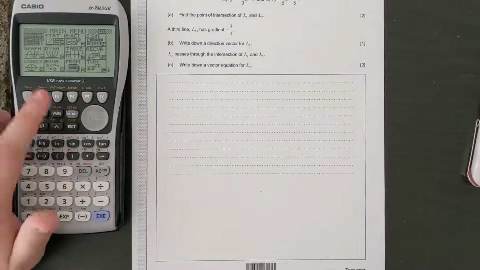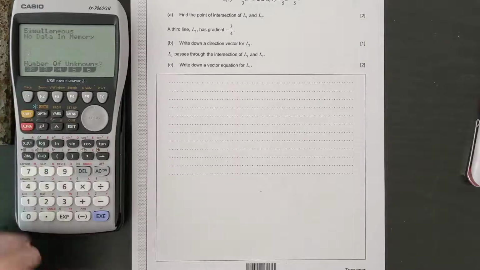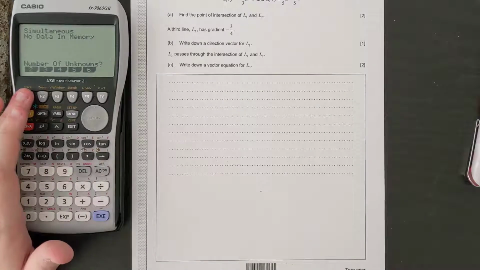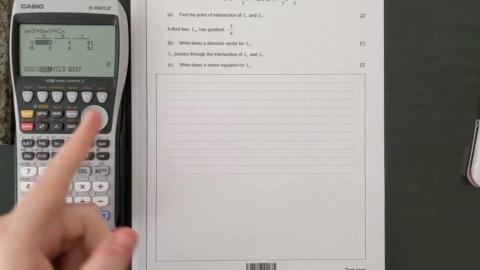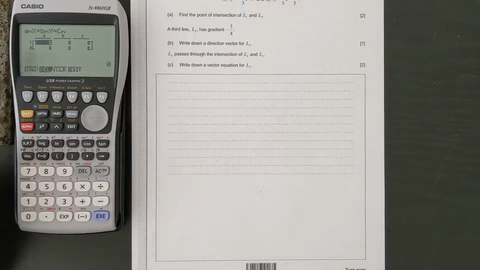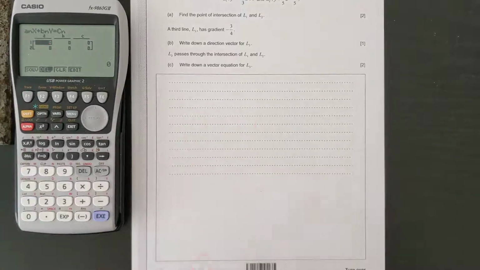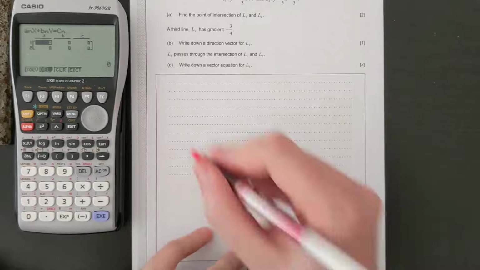So I go into menu and then equation, which is on A. It's a pair of simultaneous equations. There are two unknowns, y and x, and it gives me my matrix. Now it's important to note here that it asks for something times x plus something times y is equal to something. So I need to rearrange my equations to be in that form.